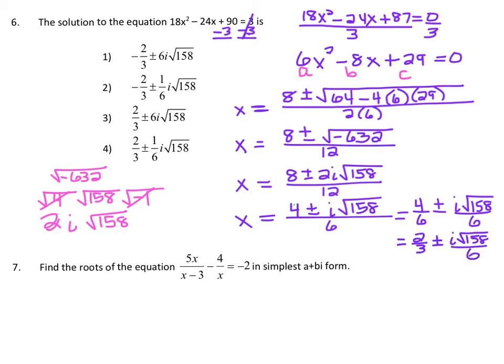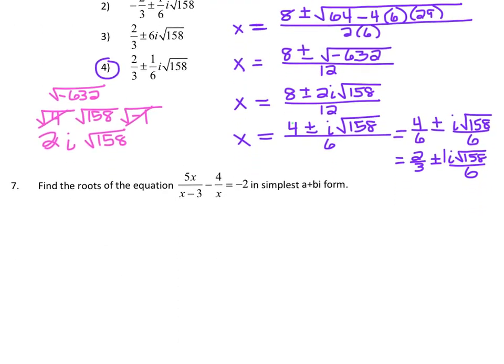All right, so let's see what answer choice that is. So 2/3, it has to be choice 3 or 4. Now, technically there's a 1 in front of this i, right? So isn't this really like 1/6 i radical 158? That is what we see in choice 4. So choice 4 is our answer.